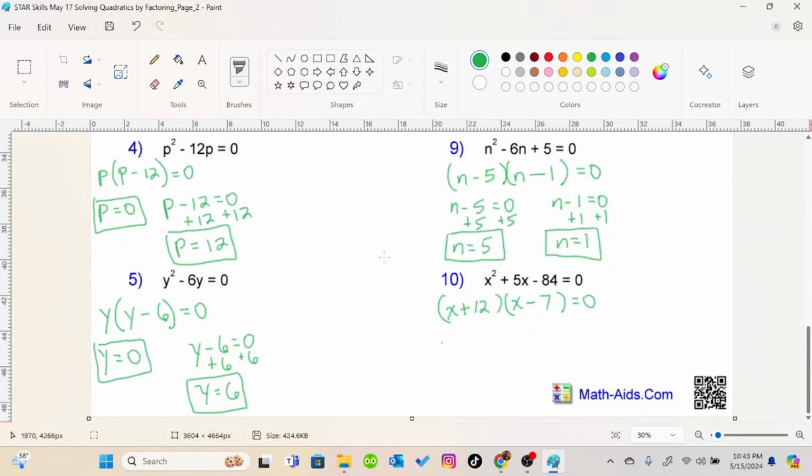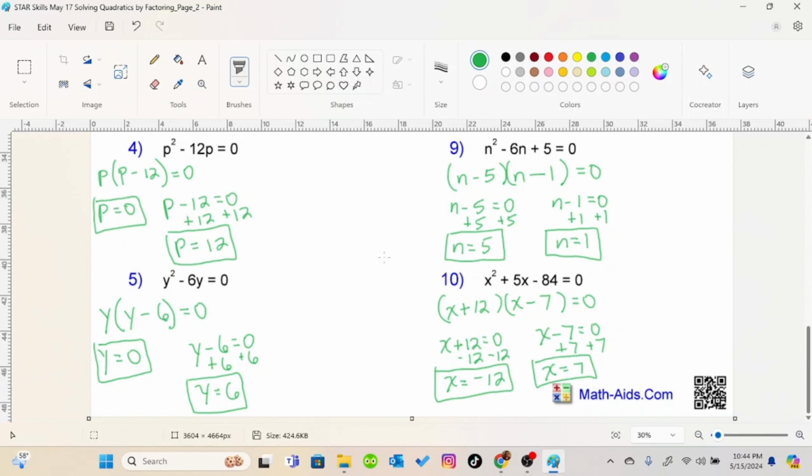So now that we have factored form, we're going to set x plus 12 equal to 0, subtract 12 from both sides, and our first answer is x equals negative 12. Next, we're going to take x minus 7 and set it equal to 0. Add 7 to both sides and get our second answer, x equals 7.